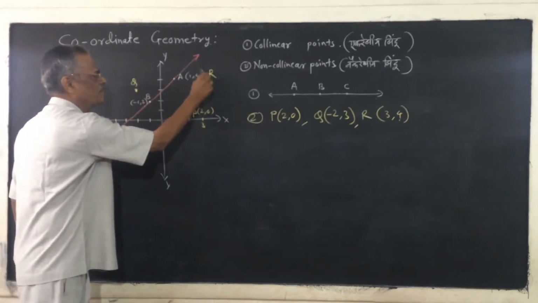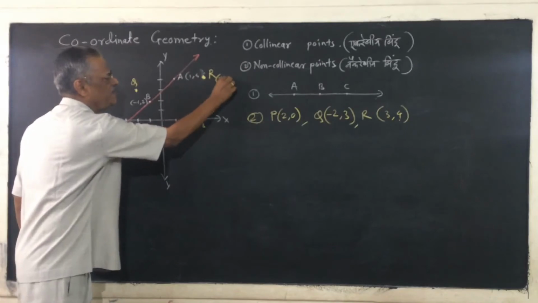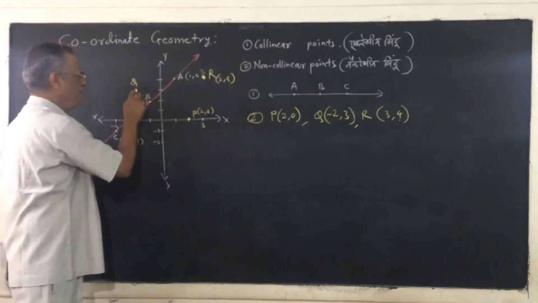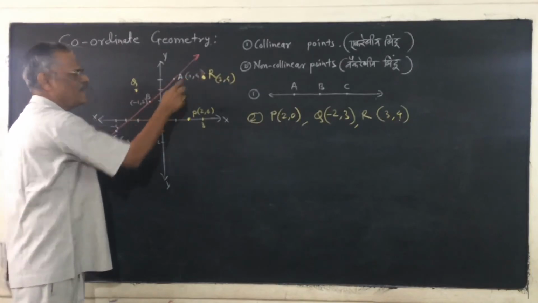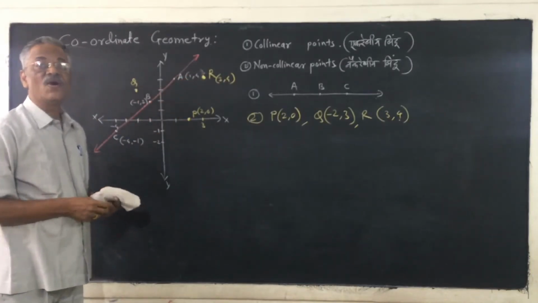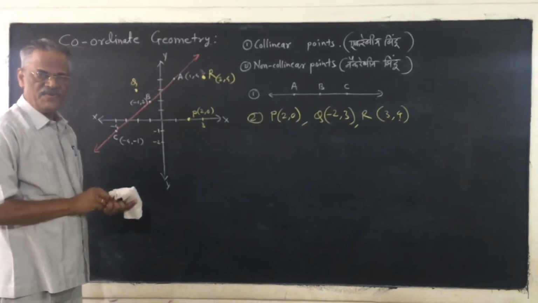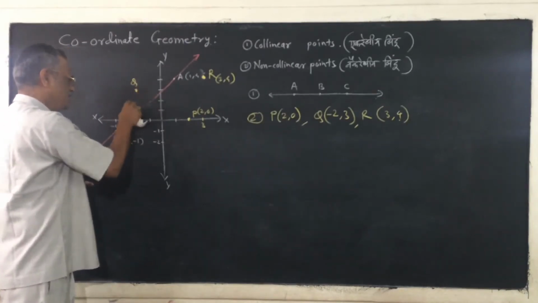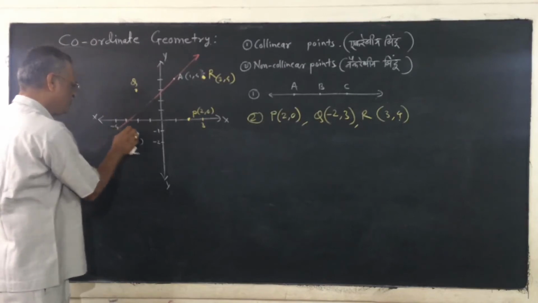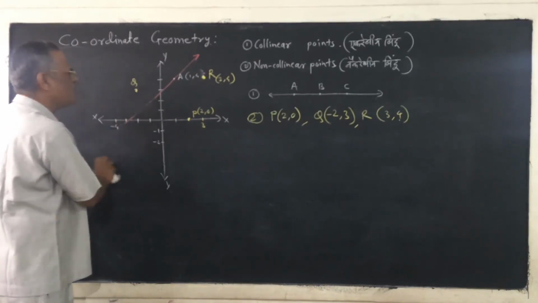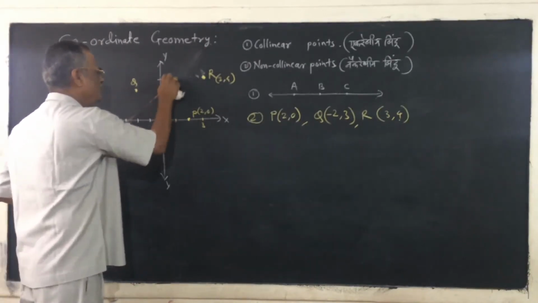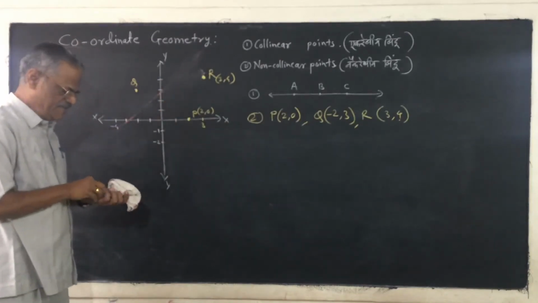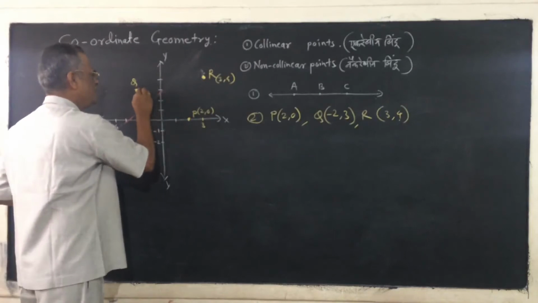The coordinates of this point are (3, 4). So you can see that P, Q, R are definitely non-collinear. Now, by using the distance formula, we have to prove that they are non-collinear.